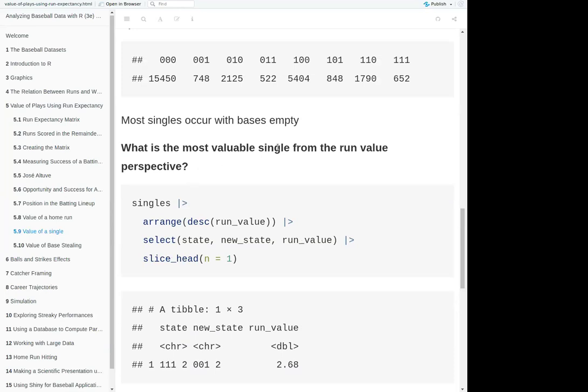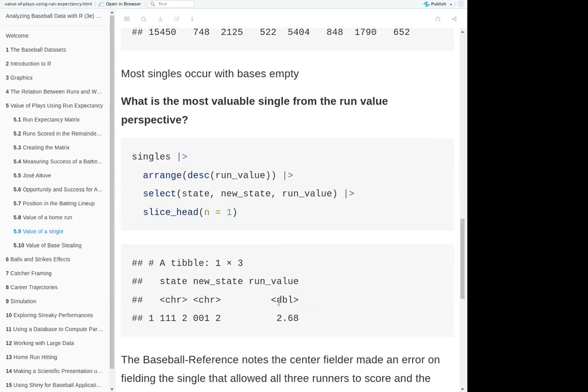So what's the most valuable single from the run value perspective? Again, we arrange by descending value so our highest run value is at top. Select our interesting columns that we want to look at and take that first row in order to look at our most valuable single. And that most valuable single has the run value of 2.68, where the initial state is bases are loaded and there's 2 outs. And the new state is that there is only someone on third with 2 outs. So we got 2 people in and we've still got 1 on third.